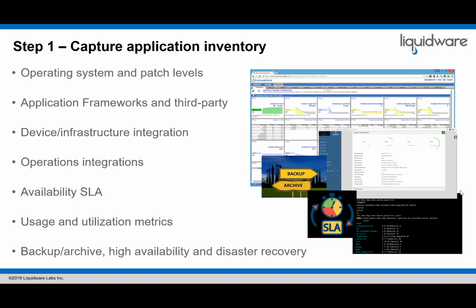Usage and utilization metrics are really important. For example, you could use a product like ours, Stratosphere UX, where you could get utilization and usage metrics to understand the workloads on that Linux distribution.